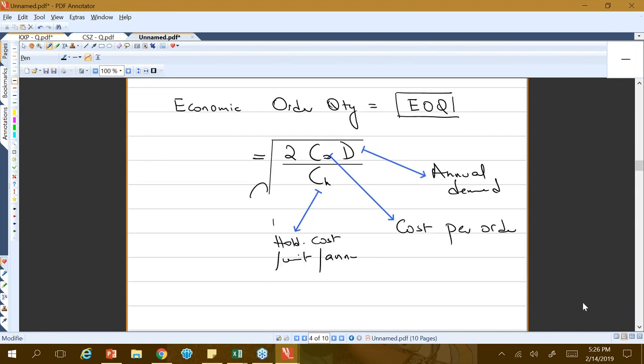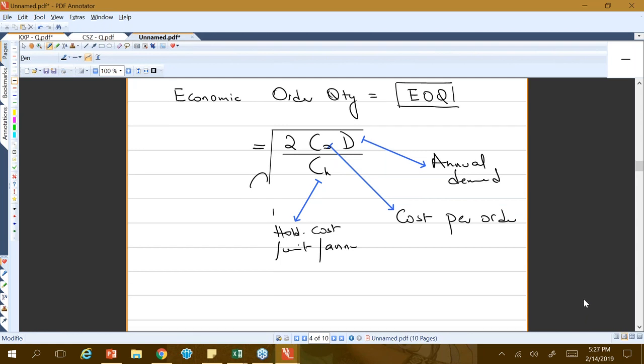Now, what does EOQ tell us? That is the next question. So I'll leave that question to you now. Tell me, what is EOQ trying to determine for us? So give me your answers here.